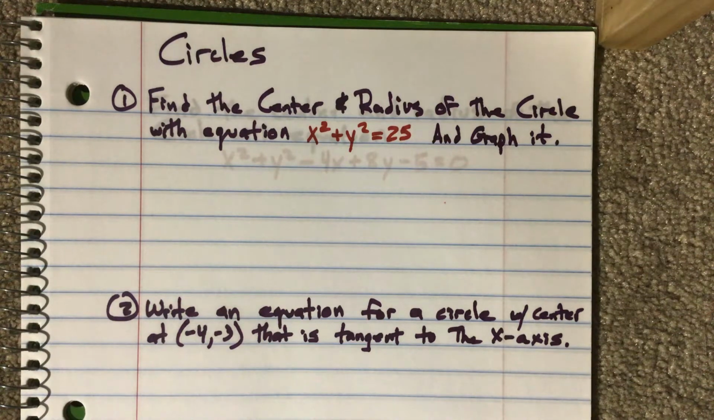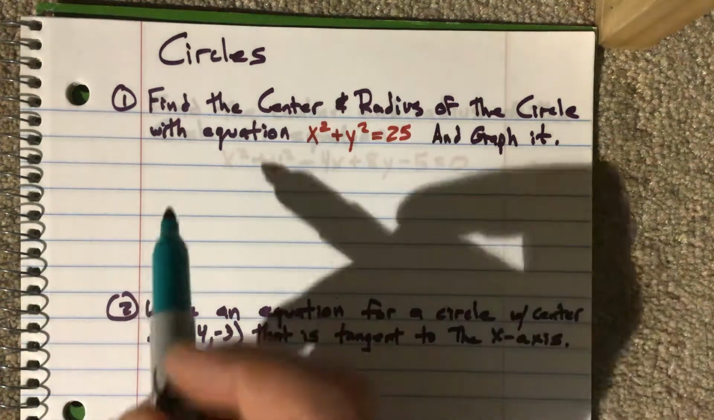Okay, so here's some of the type of problems you'll see that deal with circles. I have 4 examples for you. The first one says find the center and the radius of the circle with equation x squared plus y squared equals 25 and graph it.